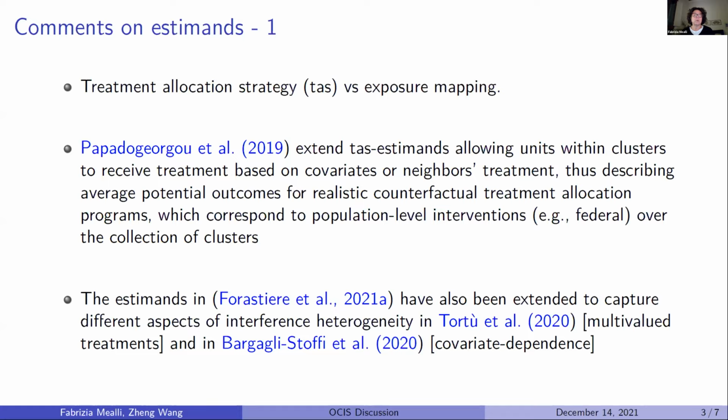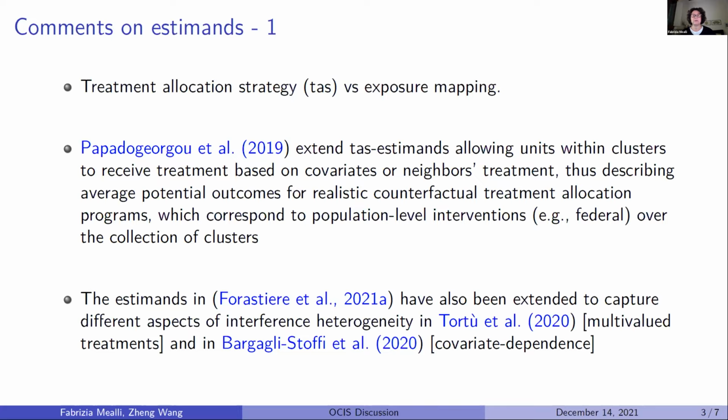So essentially, analogously to what is done in the paper by Bartley et al. that Ruoxuan mentioned before, when defining estimands using a treatment allocation strategy, in a paper by Giorgia Papadogeorgou and Corwin Zigler, we essentially extended these types of estimands to allow for units receiving treatments within clusters based on covariates, as opposed to the usual treatment allocation strategies where the probability of receiving treatment within any, let's say, cluster are constant and do not vary with the covariate.